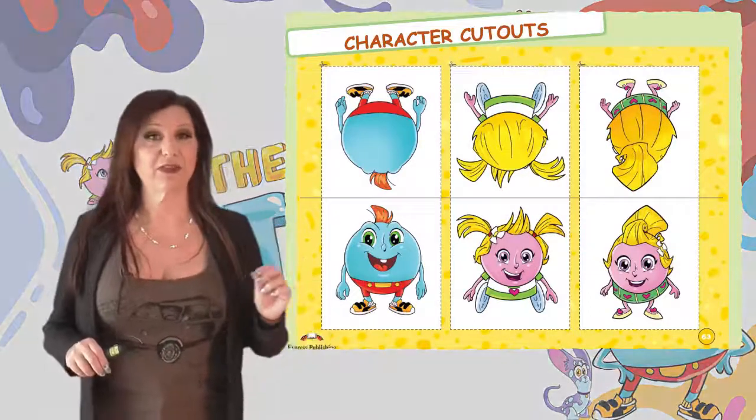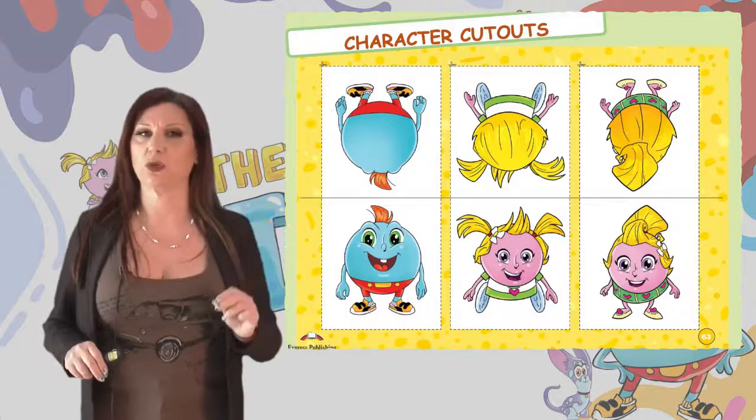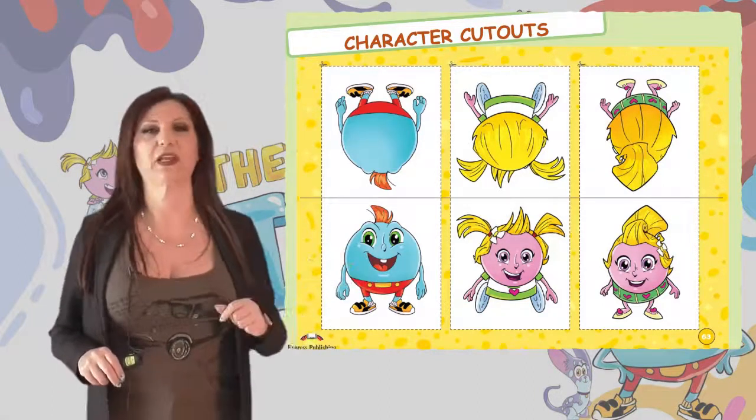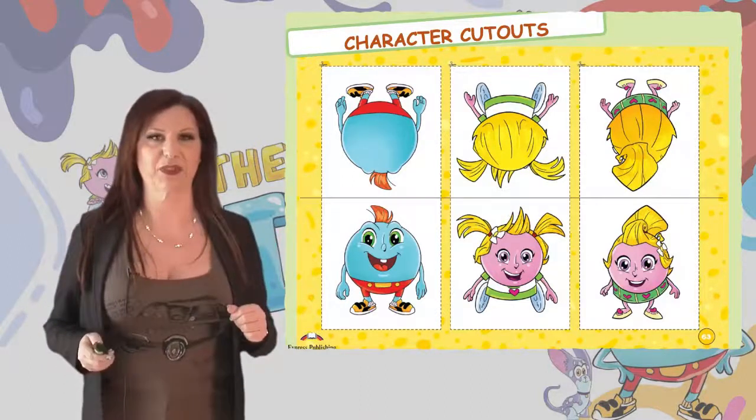In the back of the activity book, you will also find the character cutouts. These can be used in lesson 6, for example, of the dialogue, the second part of the dialogue, to play a little drama activity with the character puppets.